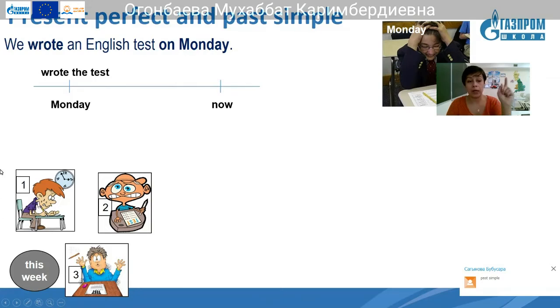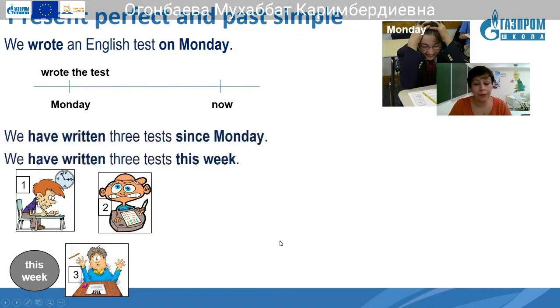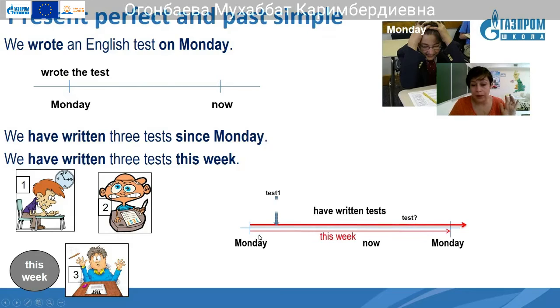That's absolutely right. Look at these three pictures on the left corner. We have written 3 tests since Monday. So we have first, second, and third test continuously happening from Monday, since Monday till now. Or we have written 3 tests this week. So something happening, you see, very, very constantly. And we talk about this. So we're counting facts. It's also present perfect.